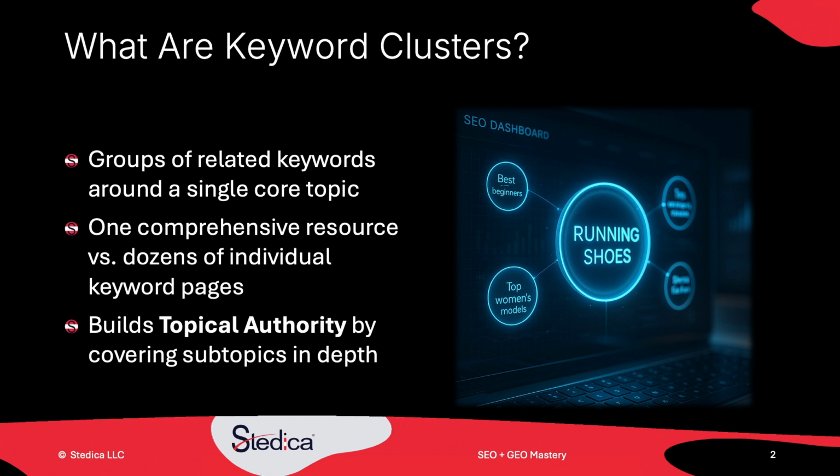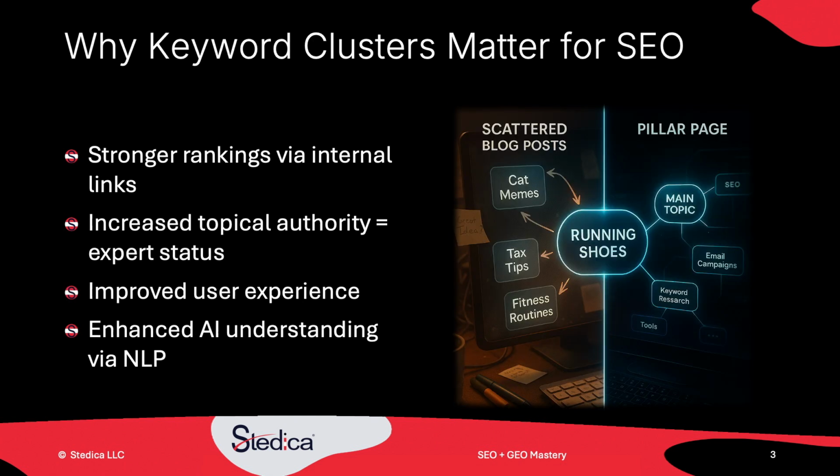Imagine ranking not just for one keyword, but for dozens, sometimes even hundreds of related terms, all because your content dominates an entire topic. That's the power of keyword clusters for topical authority. In this topic, I'm going to show you how to group keywords strategically so that you don't just rank, you own your niche.